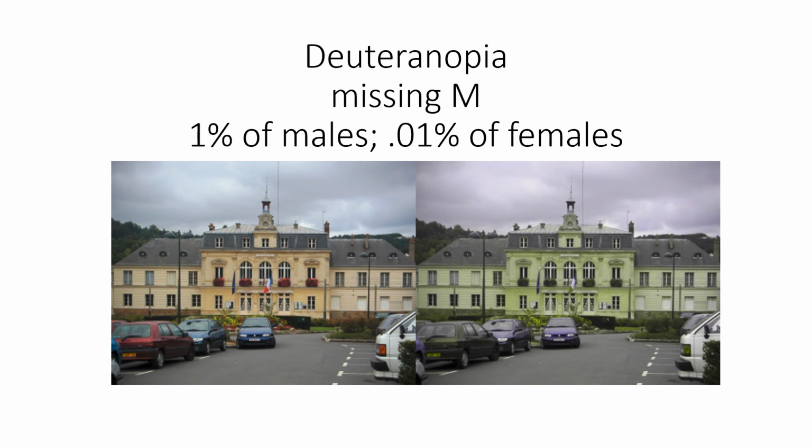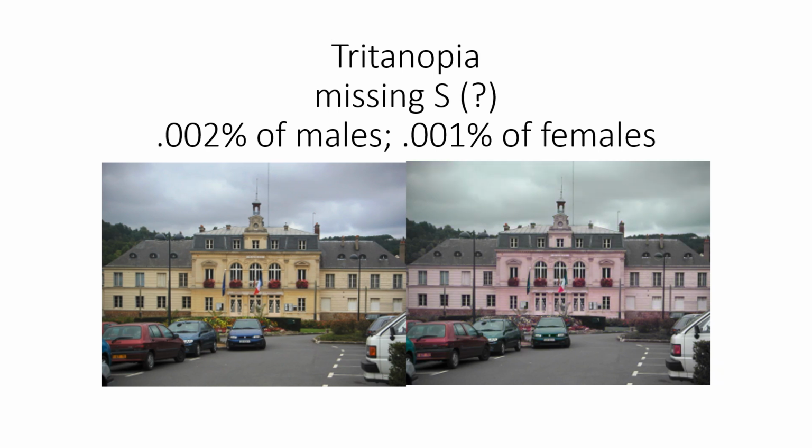So people with deuteranopia, missing the medium wavelength cones, it looks kind of similar because, again, I have one cone up there distinguishing those medium and long wavelengths. This is in 1% of males and 0.01% of females. And finally, tritanopia, where we think they're missing the short wavelength cones. It kind of makes sense. They don't have that blue-green distinction. And this is just much more rare. It's not on the X chromosome. It's different.